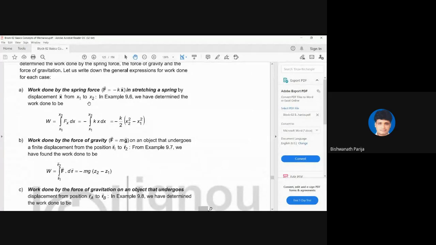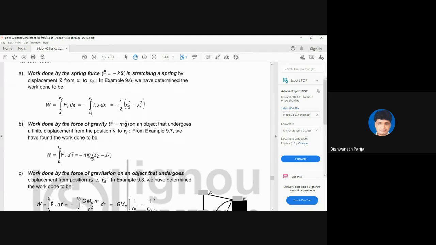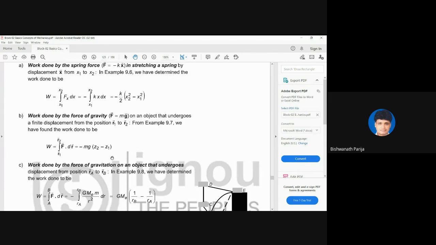The work done by the spring force is conservative in nature, and the work done by gravitational force is also conservative. It only depends upon the initial and final positions, x1 and x2, and here also z1 and z2. For gravitational force we take the upward and downward direction, the z direction, that's why we take z2 and z1, and for the spring, x2 and x1. So work done due to a conservative force only depends upon the final position and initial position.